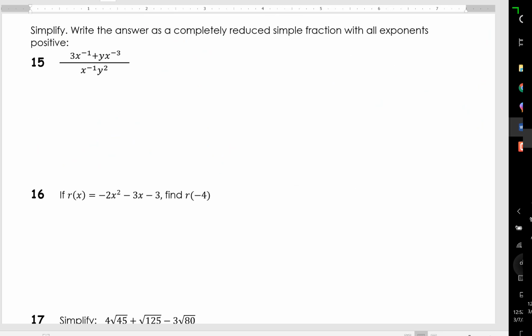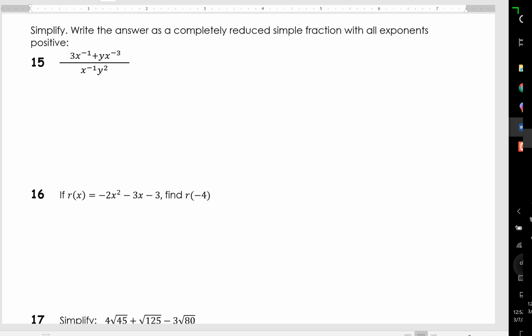Okay, so this next problem, number 15, is also a complex fraction problem because even though it doesn't look like it, there are fractions in the numerator and there are fractions in the denominator of this fraction. Because you have x to the negative 1, which is 1 over x. You have x to the negative 3, which is 1 over x cubed. You have x to the negative 1, which is 1 over x. All right, so that's the first thing you have to do.